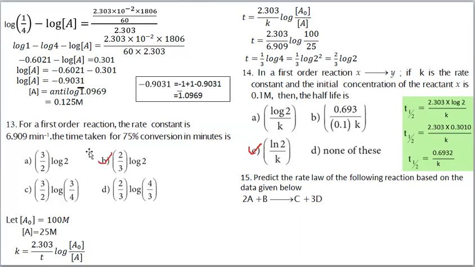T is equal to, we want to get the time only. So we rearrange it: T we can write here, K here. So T is equal to 2.303 by K log A0 by A. Now substitute the values. So 2.303 by K is 6.909, that value we can write. Log 100 by A0 is 100, A is 25. Now we can cancel this number and this number. We will get 4. 25 goes 1, 100 goes 4. So we will get here 4.